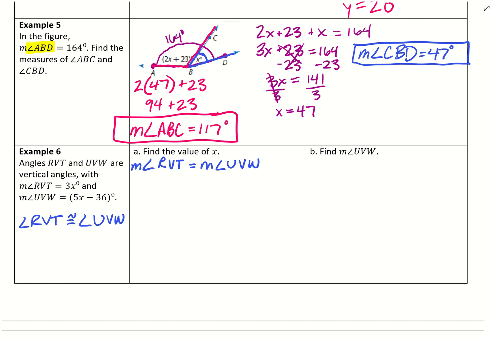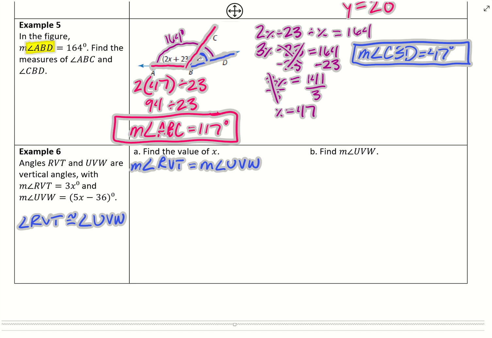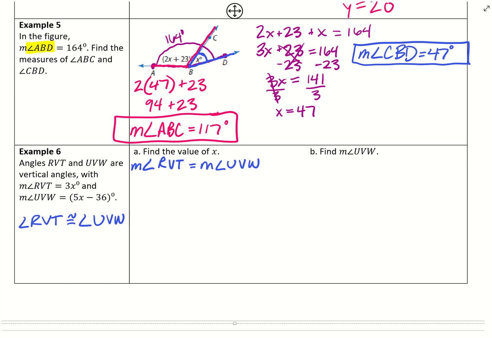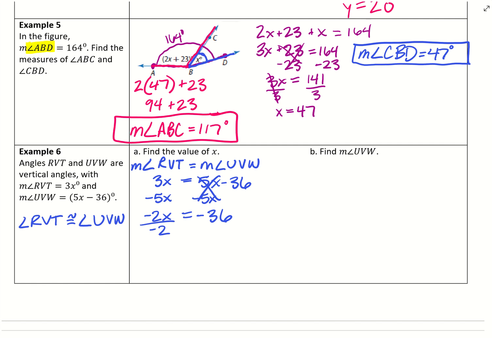So I'm going to plug in what we know. We know that the measure of angle RVT is 3x. So I'm going to change that to 3x. We know that the measure of angle UVW is 5x minus 36. From here, I'm just solving. So I'm going to subtract 5x from both sides. I'm going to have negative 2x equals negative 36. Divide both sides by negative 2. I'm going to get x equals positive 18.